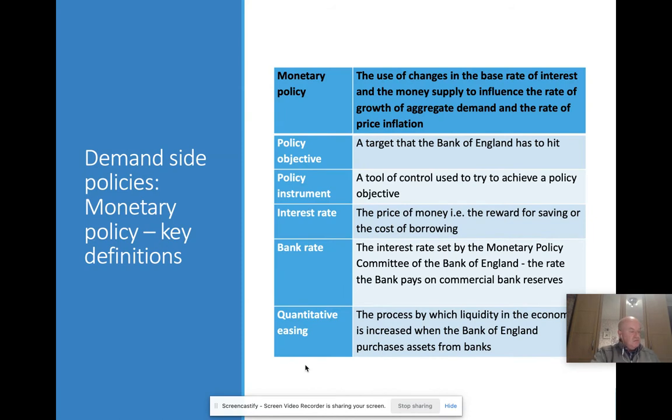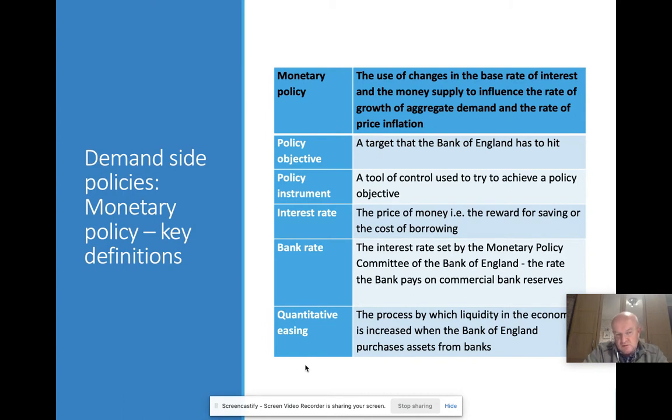Okay, so that's a little bit of background in terms of the role and function, but now we're going to look more specifically at some demand side policies, and really from this point onwards we'll be looking at a number of demand side policies that the government and the Bank of England might choose to use to try to influence the way in which the economy might develop in the future.